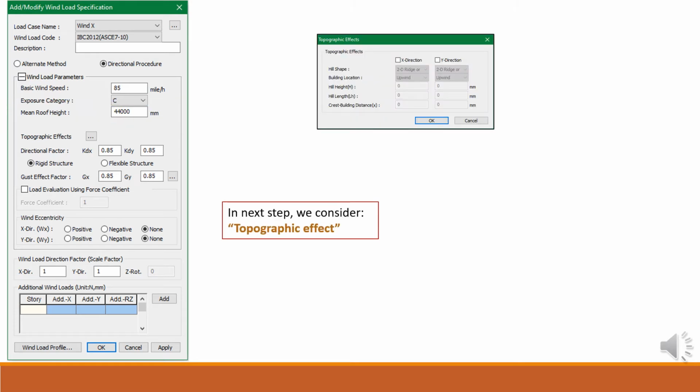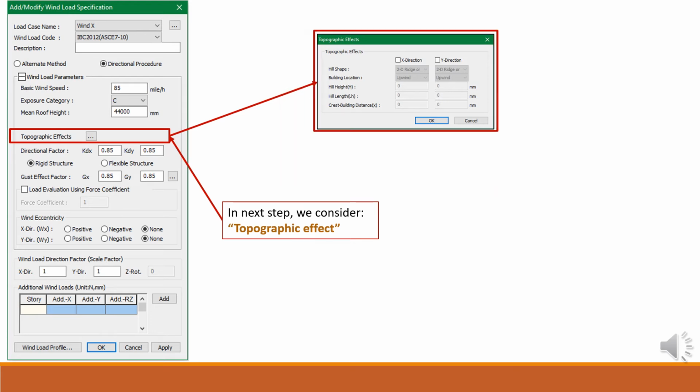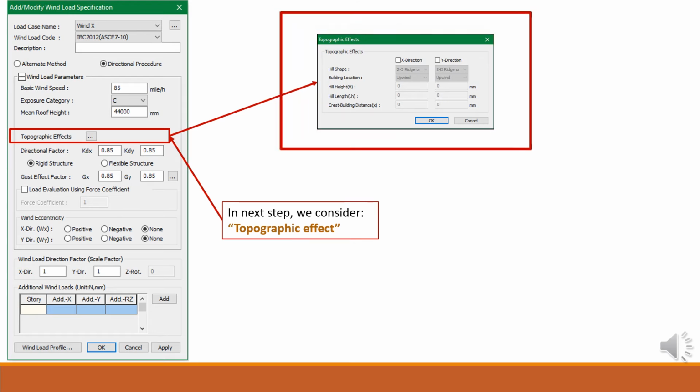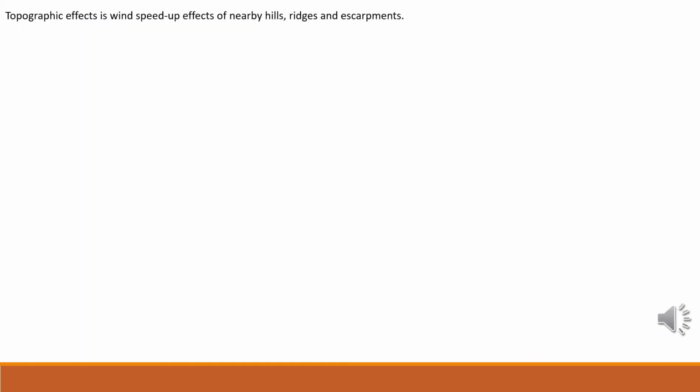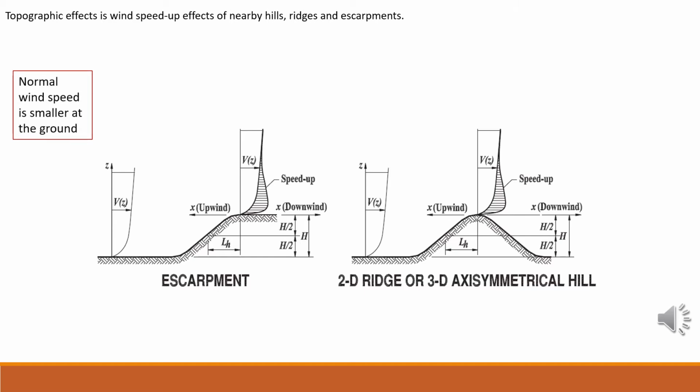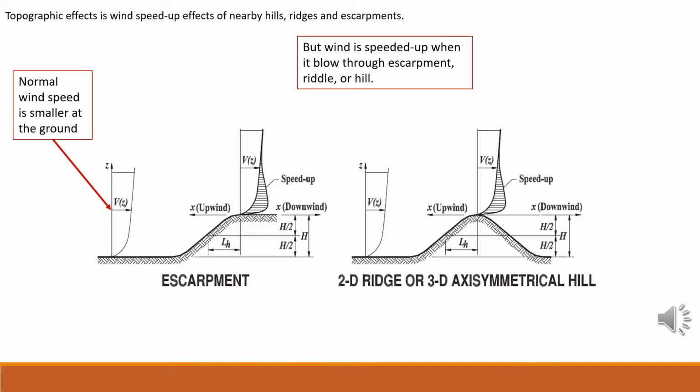In the next step, we consider topographic effect. Topographic effects are the wind speed-up effects of nearby hills, ridges and escarpments. Normal wind speed is smaller at the ground, but wind is sped up when it blows through an escarpment, ridge, or hill.